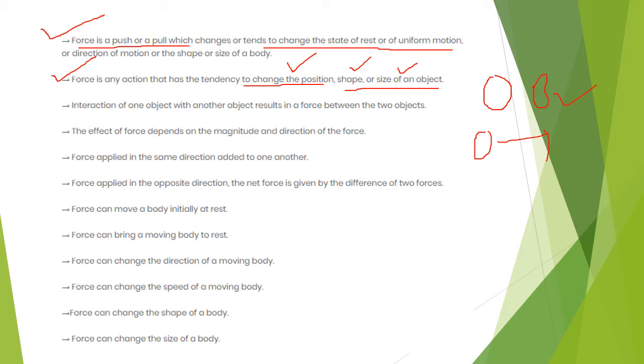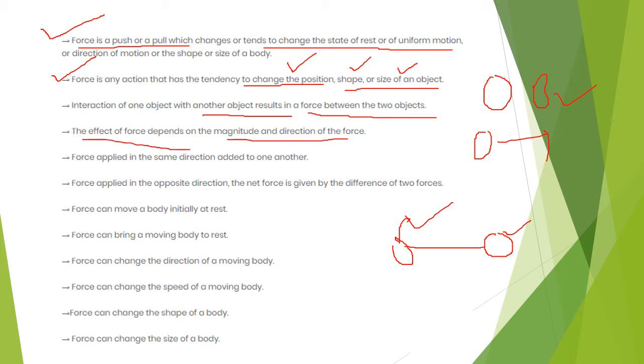Interaction of one object with another object results in a force between the two objects. For example, one ball was here and you threw one ball and when it went and hit this ball, what happens? Along with the movement of this ball, this ball will also roll down and it will move. So that means due to the force, both the objects come into motion. The effect of force depends on the magnitude and direction of the force.